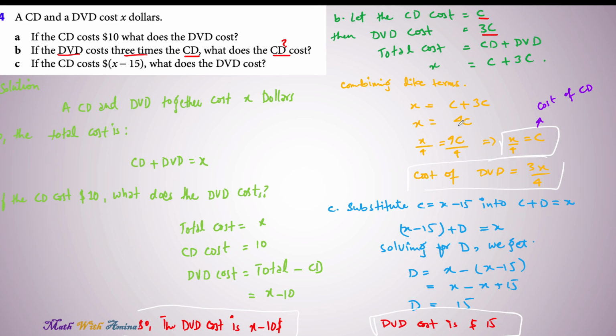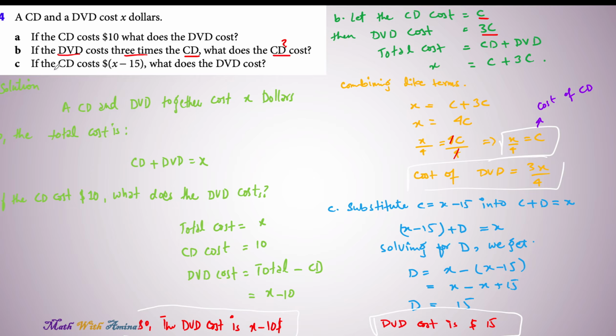We try to get rid of the coefficient of 4 with the cost of the CD, so we divide both sides by 4. The 4 gets cancelled on the right hand side, and on the left hand side we get X by 4. So C is equal to X by 4, which is the cost of the CD. If C is X by 4, then the cost of the DVD would be 3X by 4. But since we are asked the cost of the CD, our answer is X by 4.